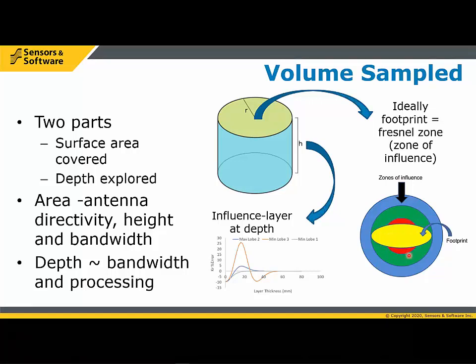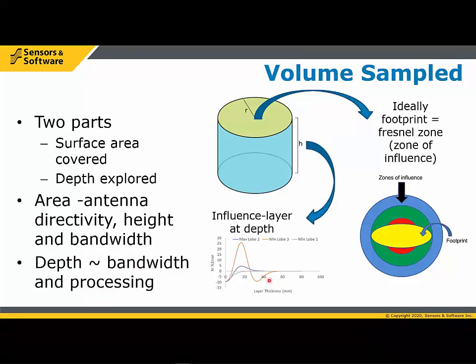And so that area is defined by the antenna directivity, height of the antenna, and the bandwidth of the system. That's the frequency range the system measures over. The depth of exploration here is a function of bandwidth and the way we process the data.